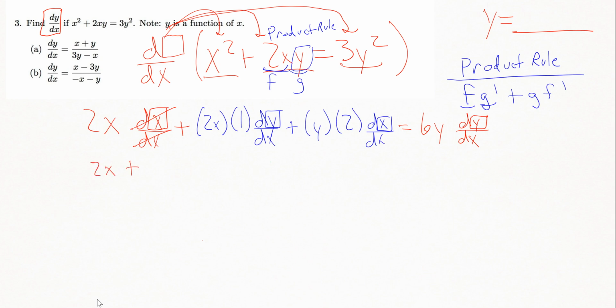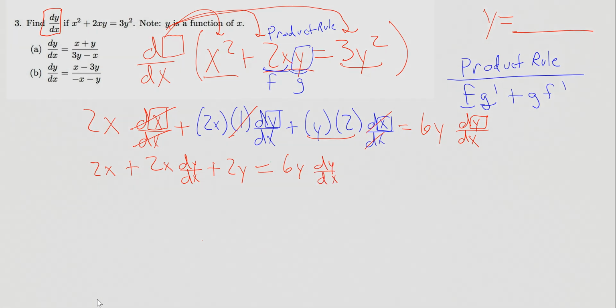Plus, and then I've got my 2x. I don't really need that 1s, and then I can keep the dy dx. So I just got rid of that. Plus, and then I'm just going to rearrange these two numbers to make them more clear to read, which would be 2y. And then again, I don't need a dx over dx, so those are going to cancel out. And on the right-hand side of the equals, I have a 6y, and I still have a dy dx.